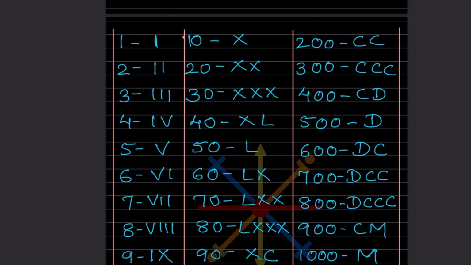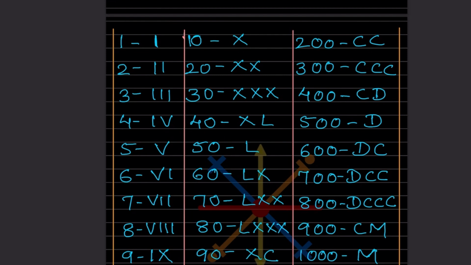So 200 is going to be CC, 300 CCC. Again, we cannot write 400 as CCCC because we cannot repeat more than 3 times, so that will be CD. 500 is D, 600 is DC, 700 is DCC, 800 is DCCC. Again, this is 3 times, so we cannot make 900 DCCCC because we cannot repeat this more than 3 times. Then 900 is going to be CM and 1000 is going to be M.